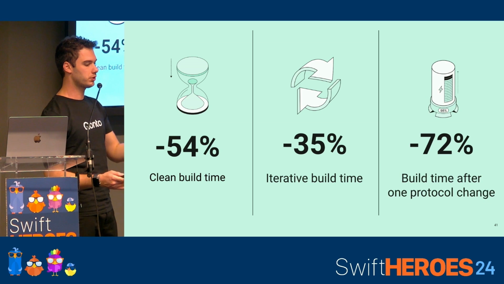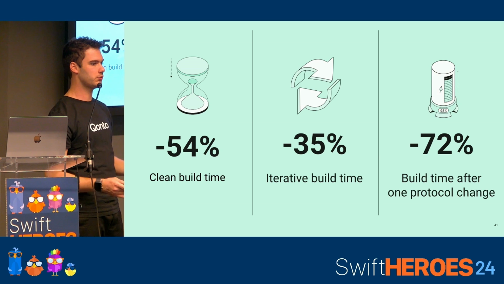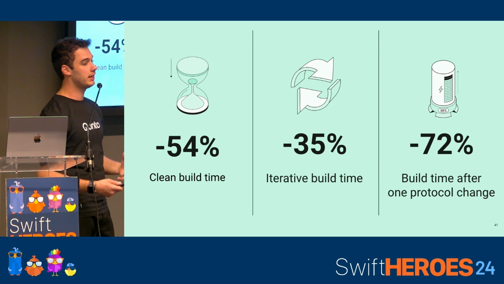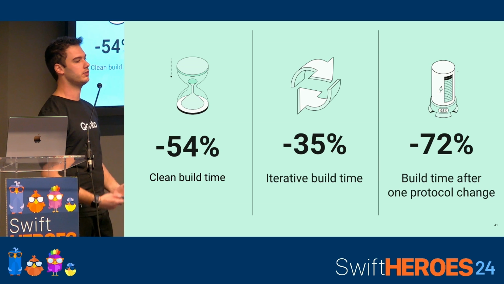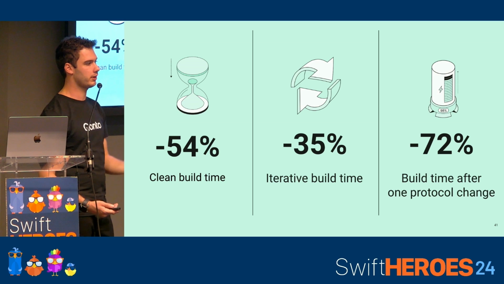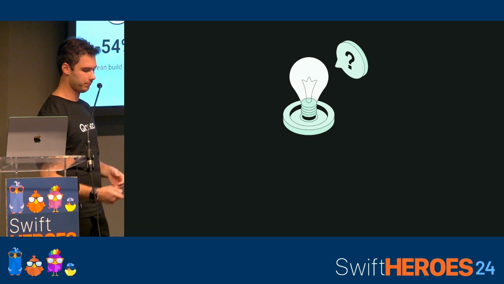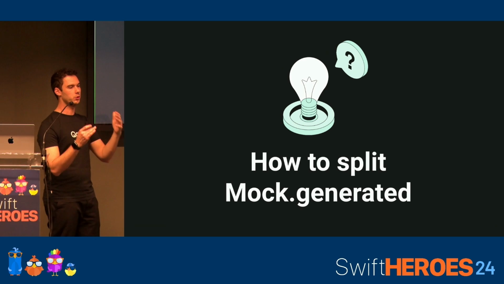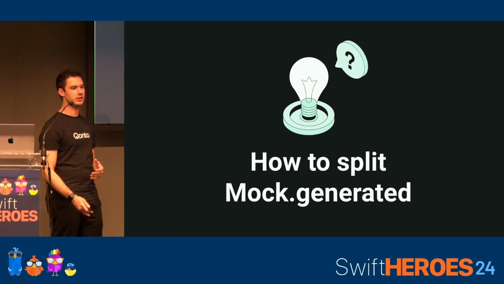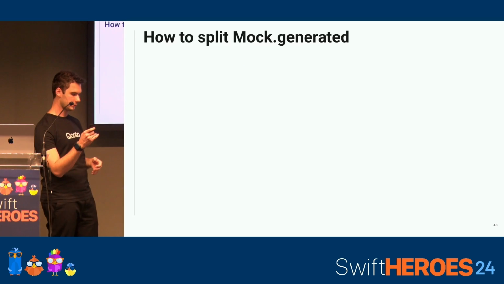And finally, this was the most important for us, we were able to get a 72% reduction in build time after one protocol change. This is the most common use case for a developer writing a feature because you write one function at a time, you create one test at a time. So it was a huge boost in productivity for our team. And now we want to show you how you can do the same in your team after you've integrated SwiftyMocky.